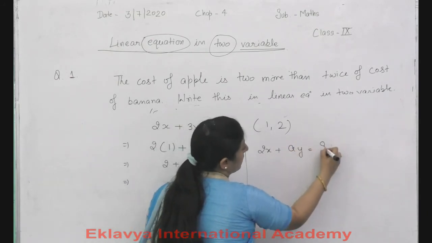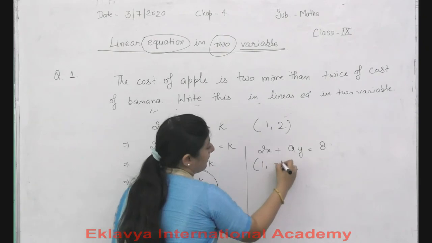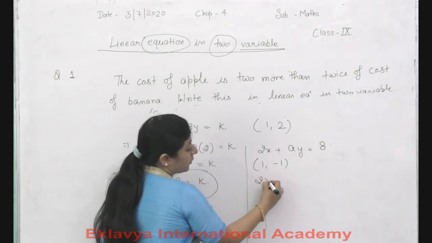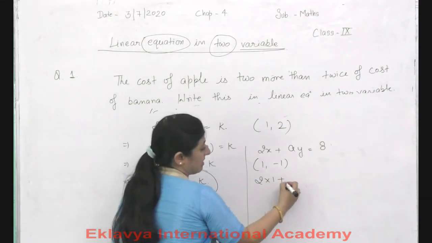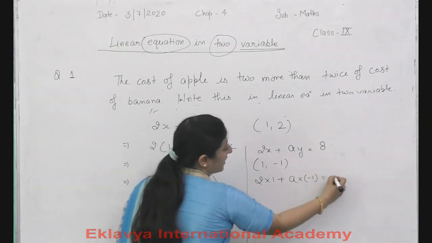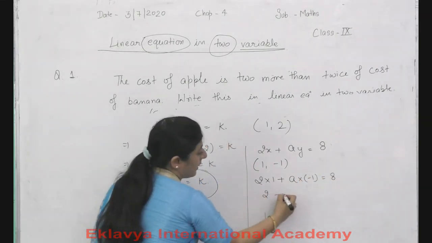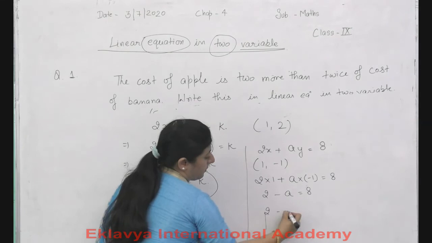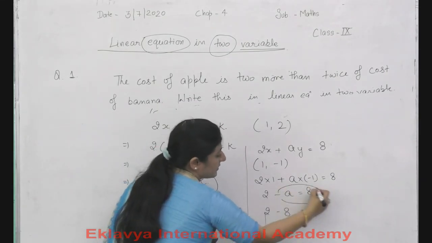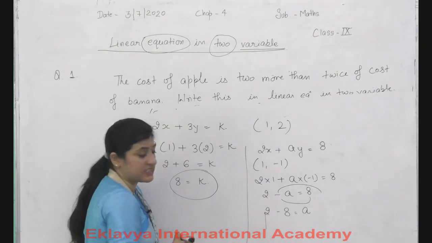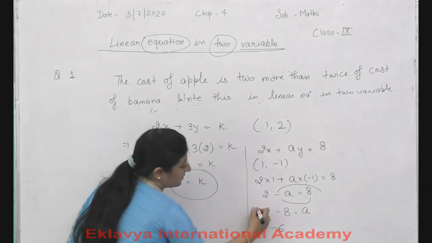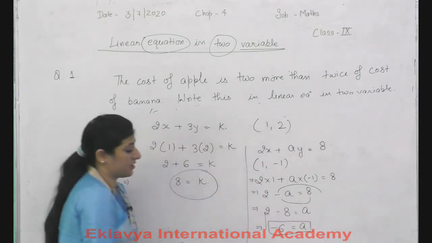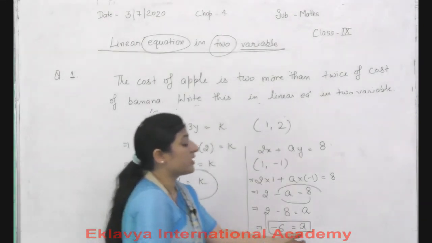So whenever we find the value of an unknown variable, suppose it is given to you 2x plus ay is equal to 8 and (1, minus 1) is a solution of this equation. Put the values here. 2 multiplied by 1 plus a multiplied by minus 1 is equal to 8. 2 ones are 2 minus a is equal to 8. I shift the 2 here, and this minus a I shift to this side, so it becomes plus a. 2 minus 8, put this sign also, is equal to a. It means the value of the unknown a is minus 6.